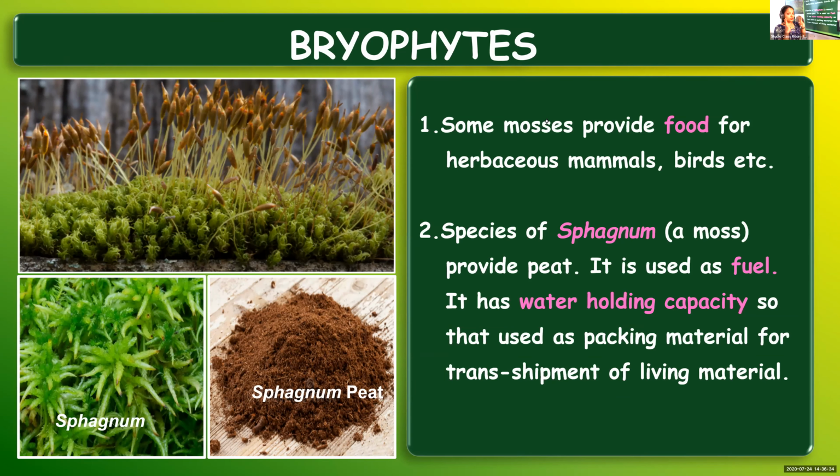So we discussed two uses. The first, they are the source of food for several organisms like herbivorous mammals and birds. The second, a moss called sphagnum produces a substance known as peat. You can see peat in the picture. This peat has two uses. One is that it can be used as a fuel, and the other is that its water holding capacity is high. So it is used as a packing material for transporting living material so that it will remain fresh.